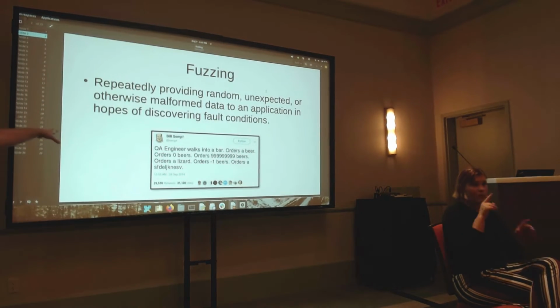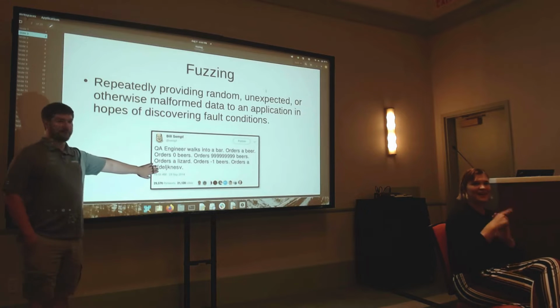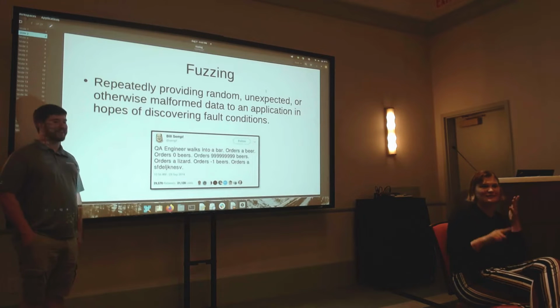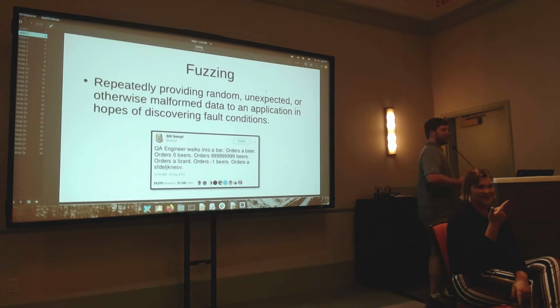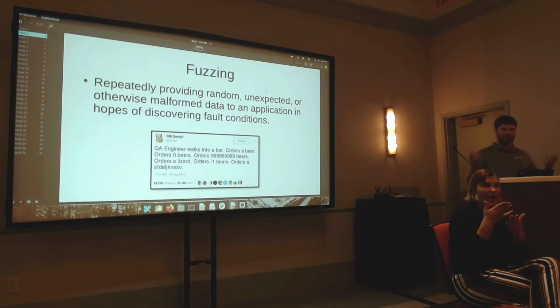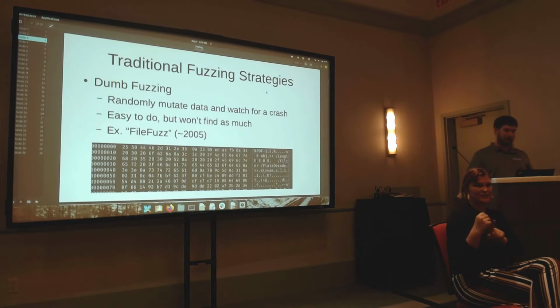I think this exemplifies it perfectly. A QA engineer walks into a bar, orders a beer, orders 0 beers, orders 9 million beers, orders a lizard, orders -1 beers, orders a, however you pronounce these letters, right? So here we're fuzzing the bar. We're providing some input, hoping to find unexpected fault conditions. And this is what we might do with software as well.